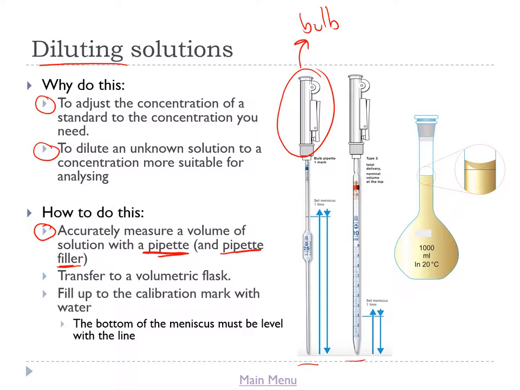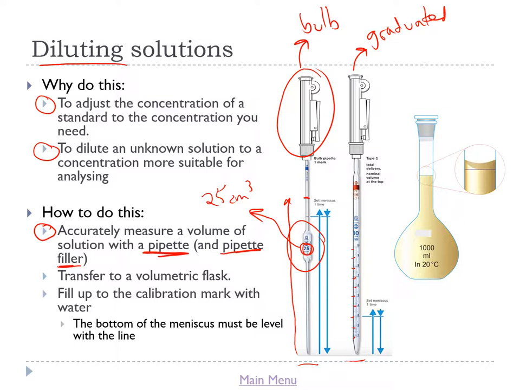Using the pipette filler, you suck solution all the way up the bulb pipette until you get to the graduation mark. That would measure out one volume very clearly. For example, this one is a 25 centimeter cubed bulb pipette, so it can measure out 25 centimeters cubed very accurately, but no other quantity. It's called a bulb pipette because it's got this bulb shape there. There are also these pipettes here, which are called graduated pipettes. These are a bit like a very accurate measuring cylinder because they've got these graduation marks all down the side, so that you can measure out a range of different volumes, but very accurately.